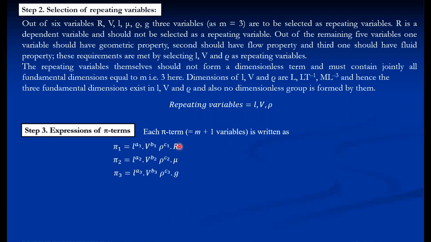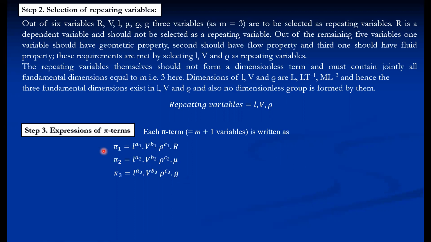Then the remaining variables: first R, the dependent variable, then V is already there as a repeating variable, L is already there as a repeating variable, then mu, rho is there in the repeating variables, then g. So then we assign the non-repeating variables and the powers A1, B1, C1, A2, B2, C2, A3, B3, C3. Now call this equation number 4. This is step number 3, the expression of pi terms.